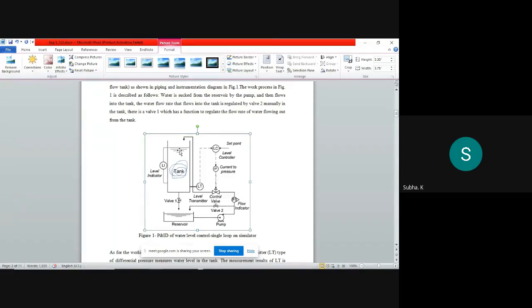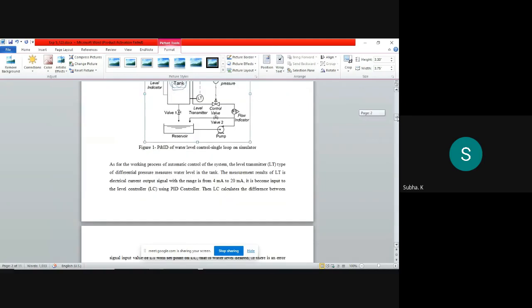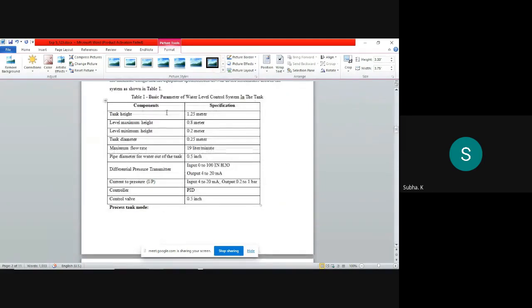The pressure difference because of the presence of the water is sensed by this level transmitter, and then it will be converted into an equivalent electrical signal. Depending upon the level, one tabular column is given. The level maximum height is specified to be how many meters? The overall tank height is 1.25 meter, but the water inside the tank is between what range? The minimum level of height is 0.2 meter, the maximum level of height is 0.8 meter.